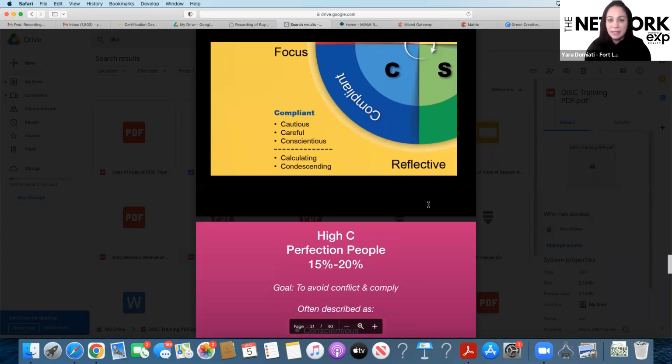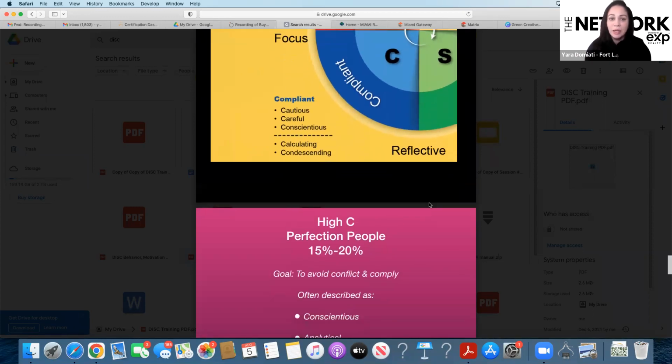And then we're going to move on to C, which is a compliant type of personality. They are cautious, careful, and conscientious. They're calculating and condescending.